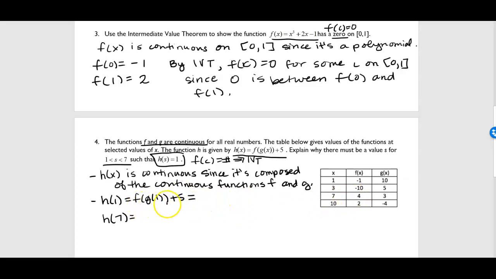When I'm evaluating this, I start at the middle. G of 1 is 10, so this is f of 10 plus 5, which is 2 plus 5, which is 7. H of 7 is f of g of 7 plus 5. G of 7 is 3, so f of 3 plus 5, which is negative 10 plus 5, which is negative 5. So the y value we're checking for is 1.